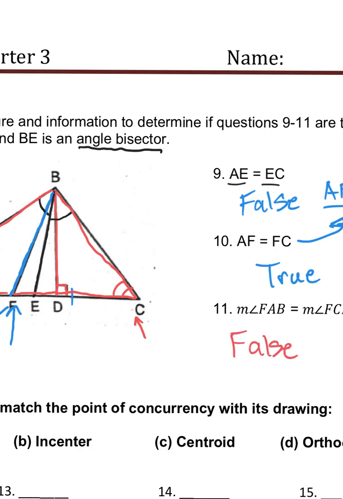Because the only angles we know that are equal are these two up here where we put our single arcs, because of the angle bisector, right? Remember, B to E was our angle bisector. So we know that angle should be, use a different color. I'm going to use black for this.